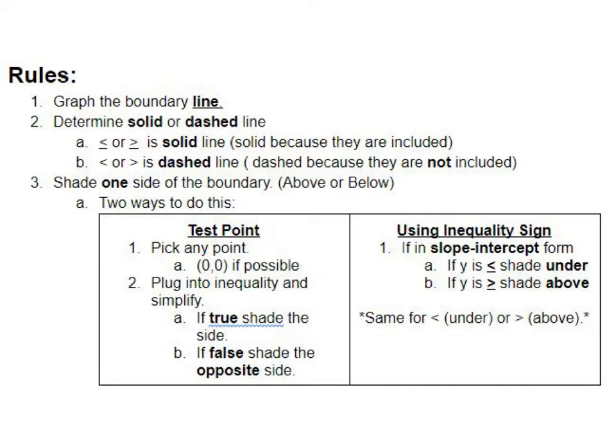Then we want to make sure we shade one side of the boundary. It's either going to be above or below the line. There are two ways to do this, but one way is to just test out your points. So pick a point, any point on the graph. We're going to want to try to use (0, 0), if that's possible, and you'll see why. As soon as we plug in 0 for x and 0 for y, that makes our calculations really easy. The only time we couldn't use that would be if the line goes through the point (0, 0).